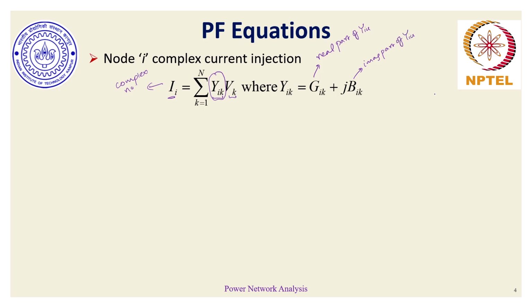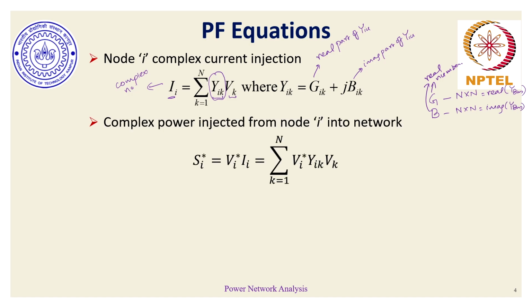So we have G and B matrices, which are n cross n matrices in themselves, equal to the real part of Y bus and the imaginary part of Y bus respectively. So we can separate these real and imaginary parts. G and B are actually all real numbers. There is no imaginary or complex component present in the capital G and capital B matrices. If we know these current injections, then we can also evaluate the complex power at every node.